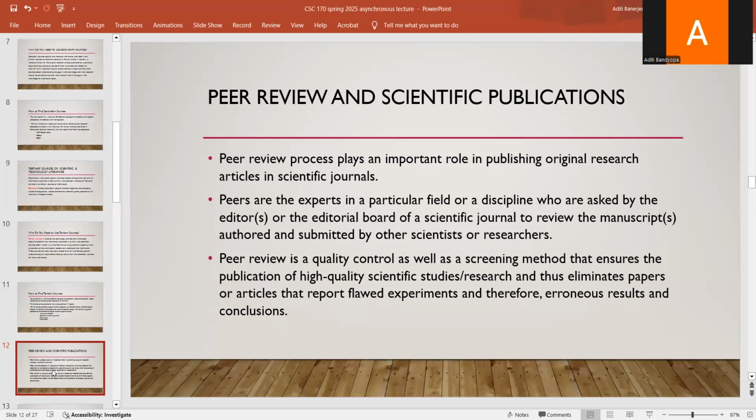Peer review is a quality control as well as a screening method that ensures the publication of high quality scientific studies or research. This method filters out the research that reports flawed experiments with errors in the results, discussion, and conclusion.